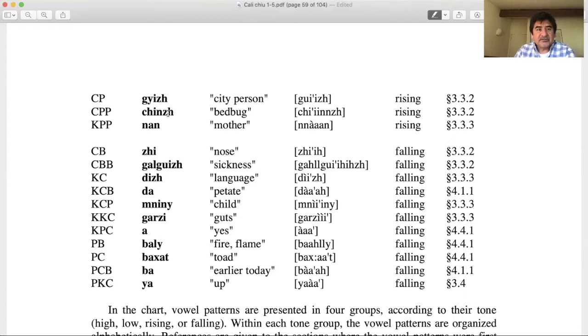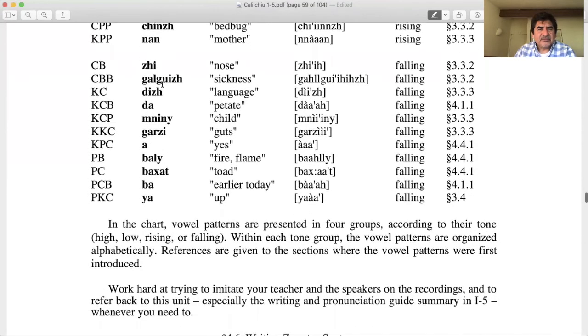That pointing effect that I talked about. Nan. All right, so we have the following tones here.